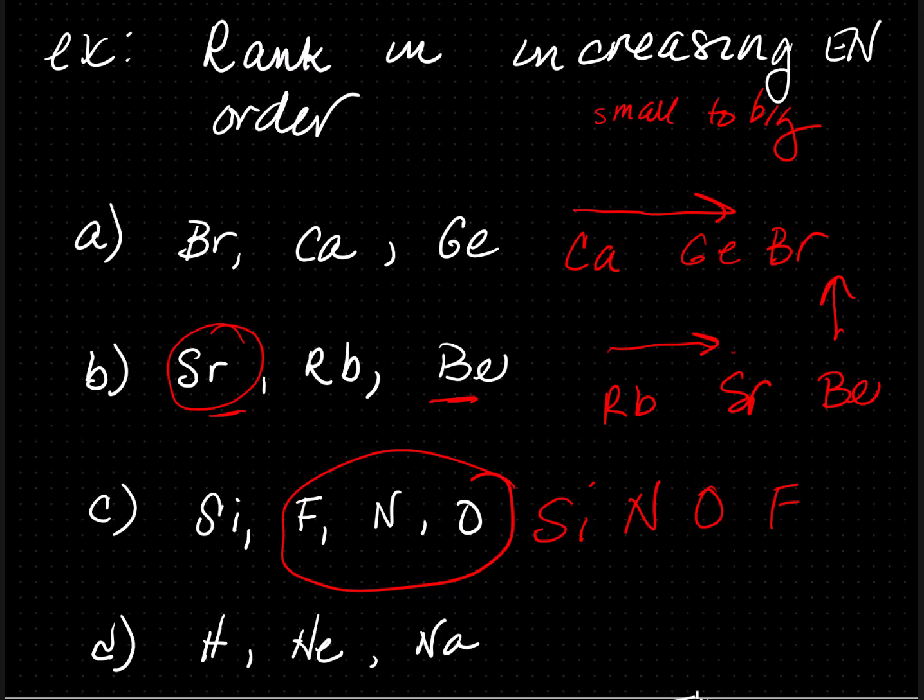D, we have H, He, and Na. H is what they have in common. H and Na are in the same group. Electronegativity increases up, so that means hydrogen has a higher EN than Na. H and He are in the same period. As I go across, electronegativity increases, but helium is a noble gas. Helium and neon do not have values for electronegativity because they are inert. They do not bond with other elements. So He has no value, so that's going to be the smallest.